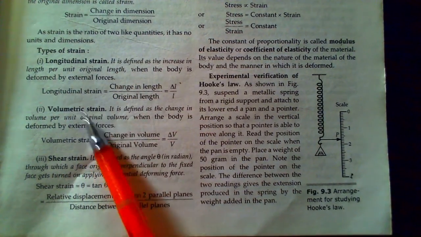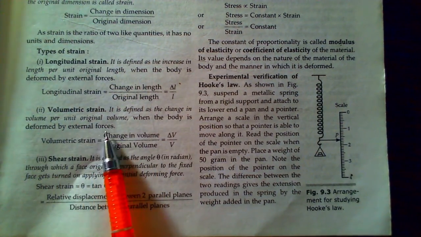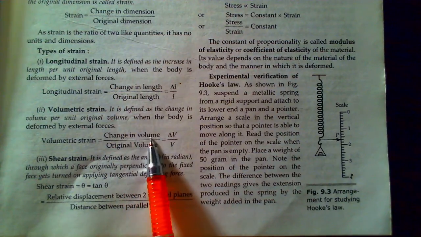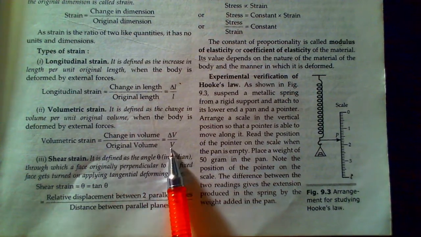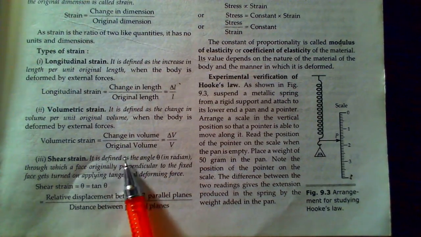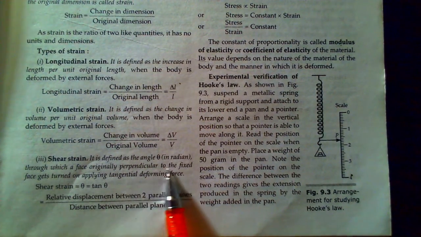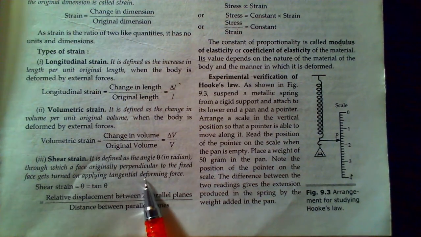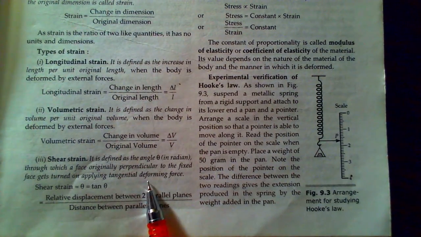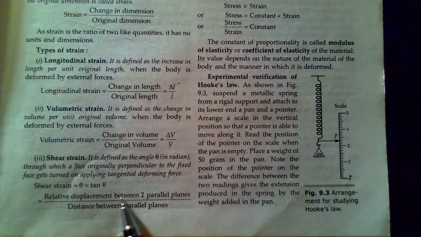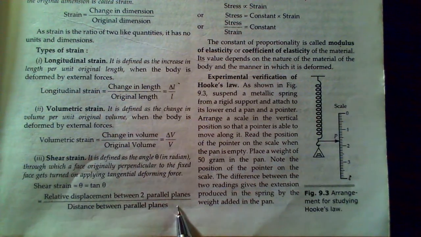Volumetric strain. It is defined as the change in volume per unit original volume when the body is deformed by external force. Volumetric strain is equal to change in volume, symbolized as delta V, upon original volume V. Shear strain. It is defined as the angle theta in radians through which a face originally perpendicular to the fixed face gets turned on applying a tangential deforming force. Shear strain is equal to theta, equal to tan theta, equal to the relative displacement between two parallel planes per distance between the parallel planes.